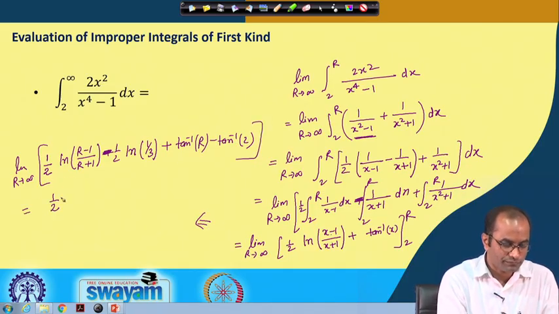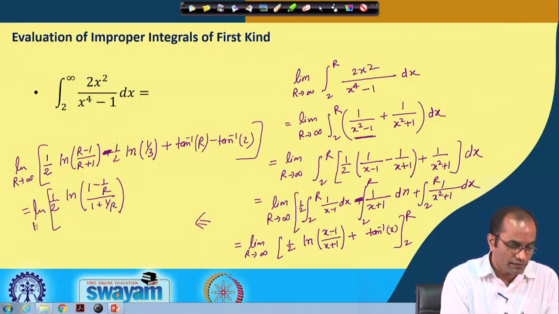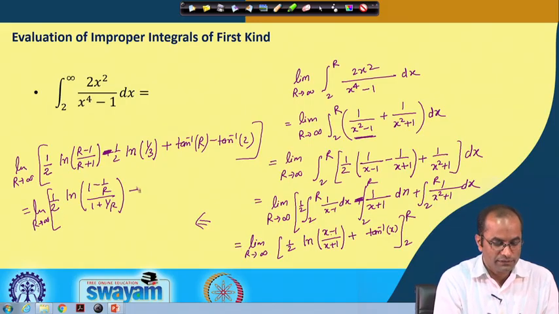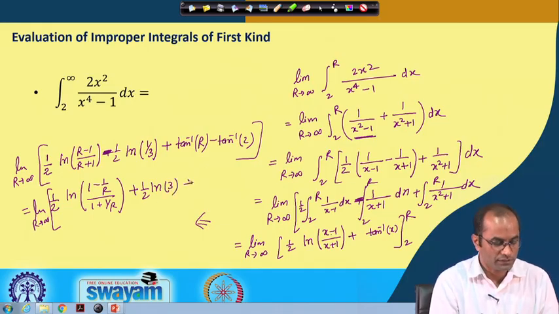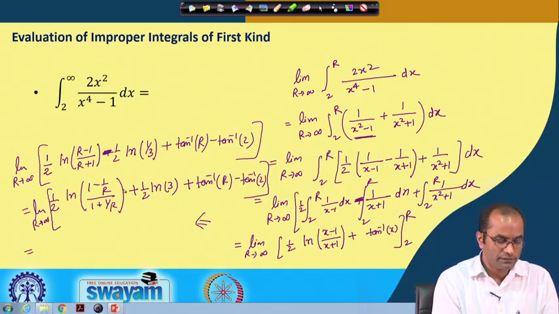So, 1 by 2 and this will be ln of (1 minus 1 over r) over (1 plus 1 over r), still the limit r to infinity. Here we can write plus half ln 3, and then plus tan inverse r and minus tan inverse 2. Taking this limit now, we have the half and ln, with r tending to infinity: this is 0, this is also going to 0, we have ln 1, that is 0.